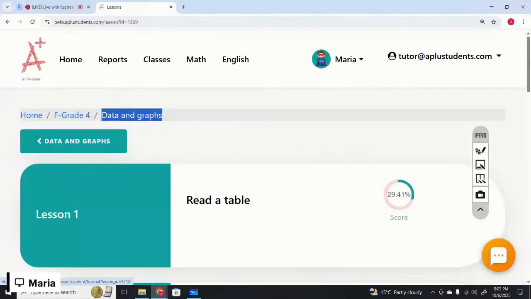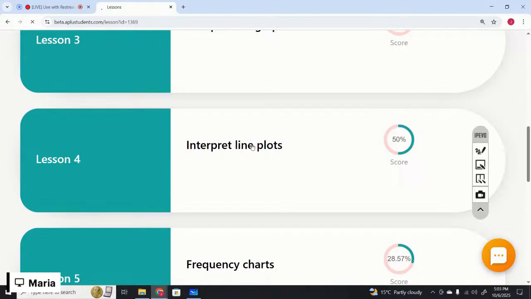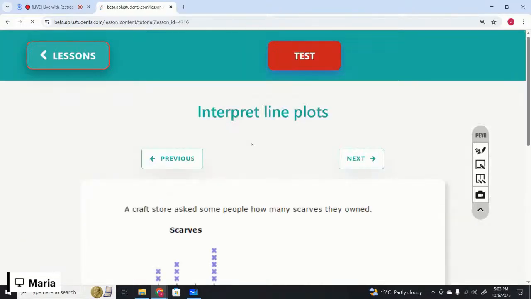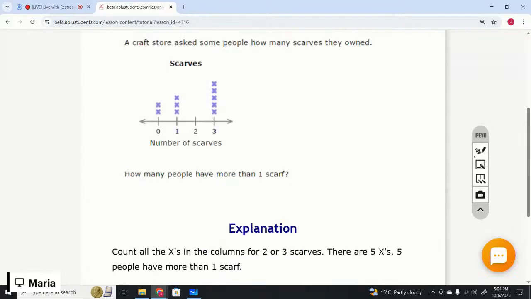Here I'm on the chapter data and graphs. Let's just start with the plots. A craft store asks some people how many scarves they own. How many people have more than one scarf?